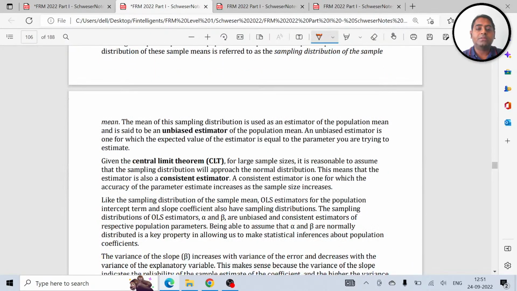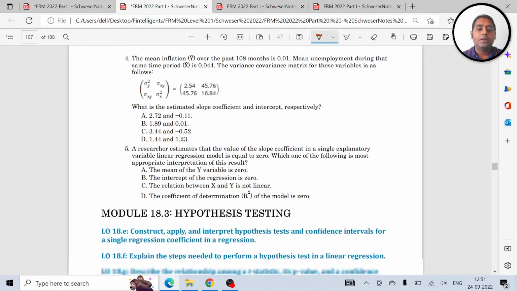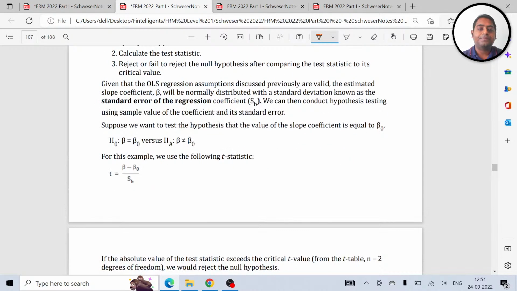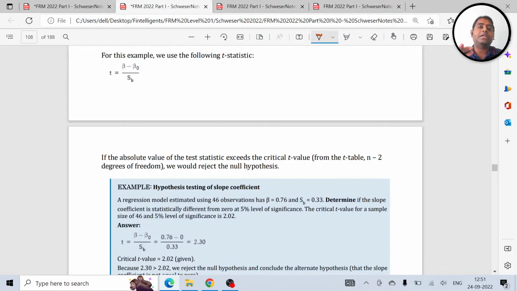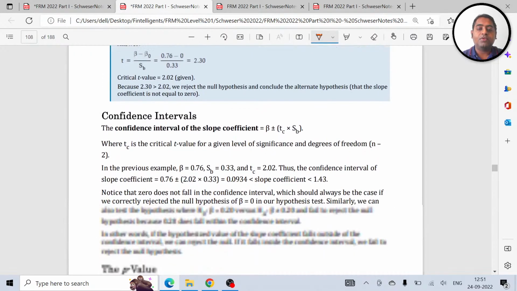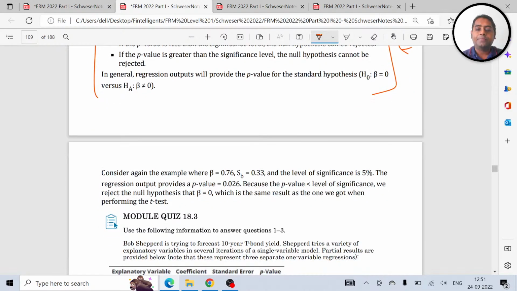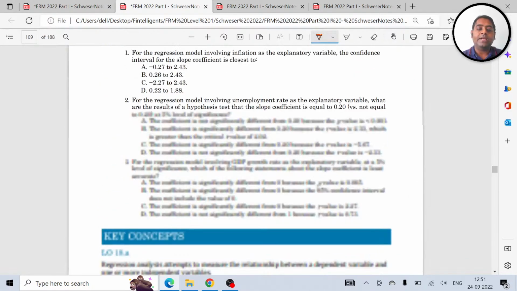Properties of OLS, more or less repeat, unbiased and all. Hypothesis testing. In this section, they're implementing hypothesis testing on linear regression to understand which independent variable is actually a hero and actually able to explain. Over here, they have not got much into detail, but this part, how you can use p-value in a regression to do hypothesis testing, that is important. So I've just highlighted that part.